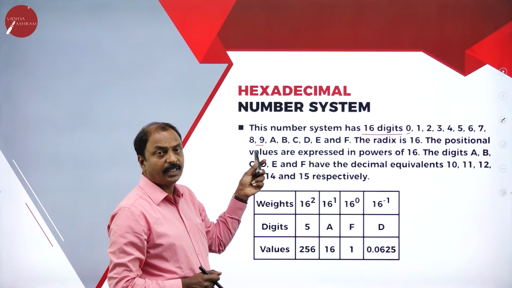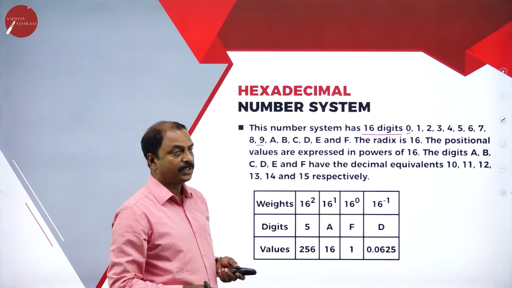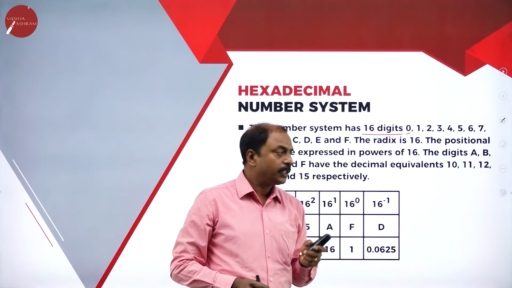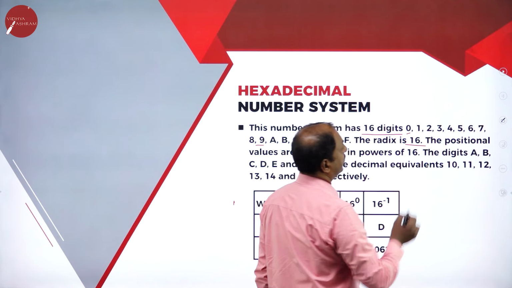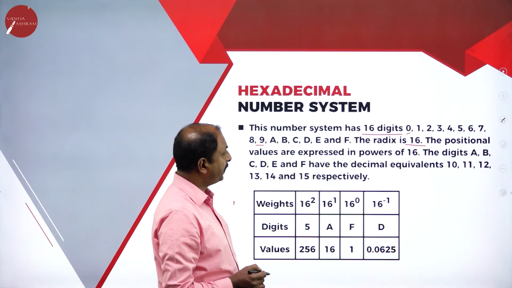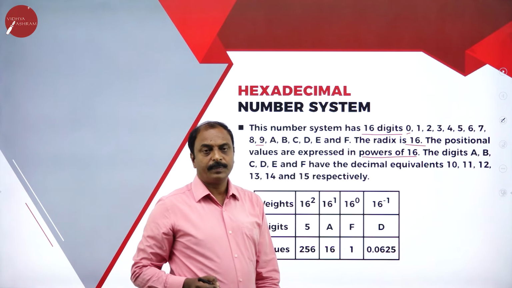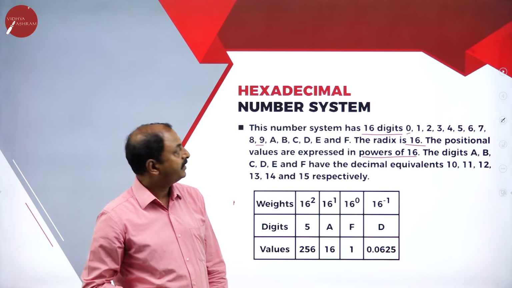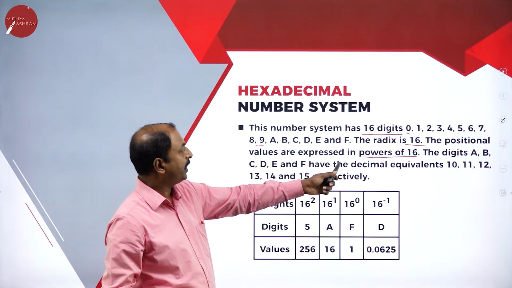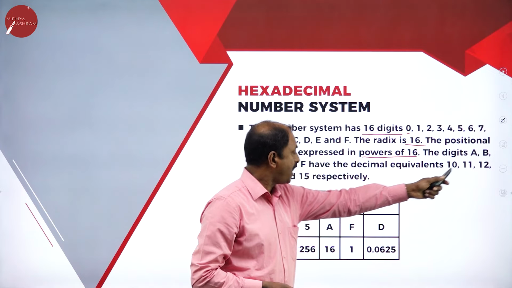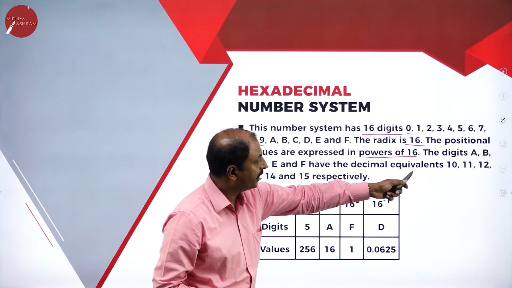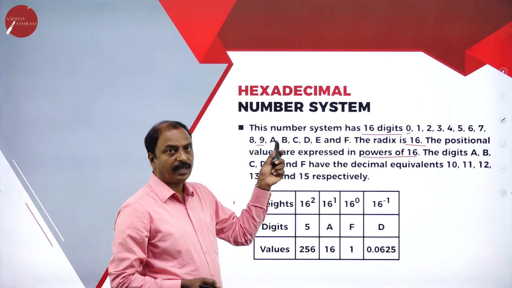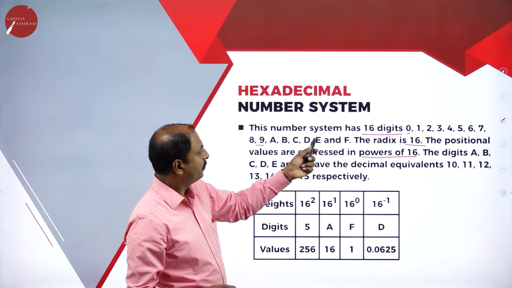Here 0 to 9 we know already. Then we represent 10 in the hexadecimal number system with A. So A stands for 10, and B, C, D, E, F stand for 11, 12, 13, 14, 15 respectively. The radix is 16, the base is 16. The positional values are expressed in powers of 16. In the decimal number system we express them in powers of 10, in the binary number system in powers of 2, and similarly in the hexadecimal number system in powers of 16. The digits A, B, C, D, E, F have the decimal equivalents 10, 11, 12, 13, 14, 15.